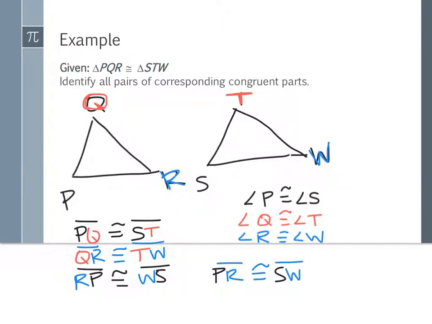So it doesn't matter which order you list them in for the first triangle, as long as you list the second set in corresponding order. I could have called this side down here PR, or I could have called it RP. But if I call it PR, I better call this side SW. If I call it RP, I better call this side WS.